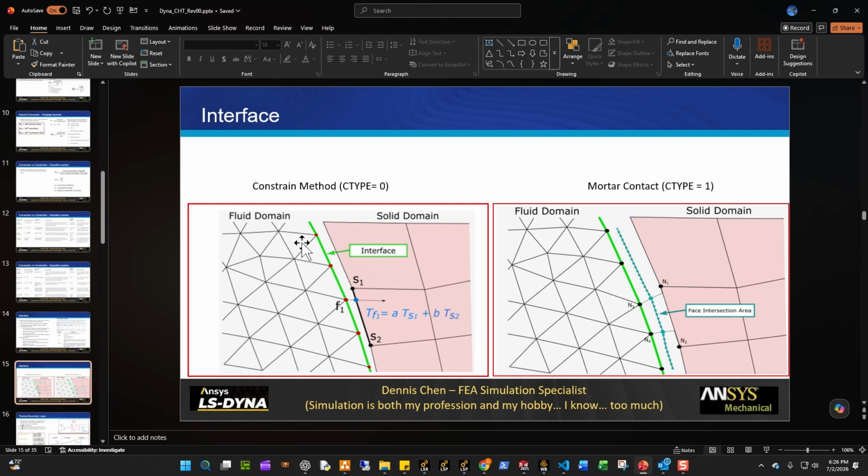So over here is an illustration I found from a paper related to a constraint method. Basically, you're defining the constraint equation between the two sides. On the contact side, you actually have an interface that you are defining based on the mortar contact that you're defining here. I'm likely not going to use this unless I have a very good reason.